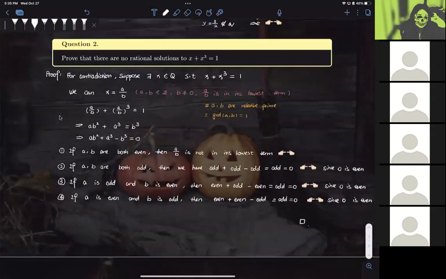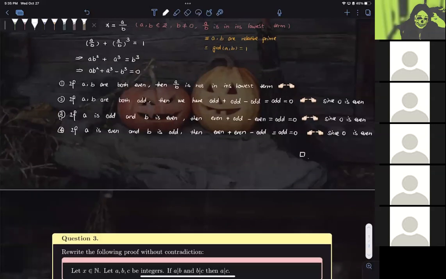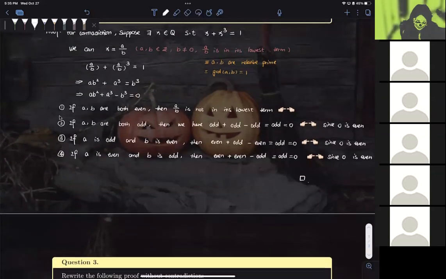Do you guys have any question? Do all the cases need a contradiction? Yes, you need to do all 4 cases and you need to reach a contradiction in all 4 cases. Otherwise, you cannot say you got a contradiction and you cannot say the original statement is true. Okay?